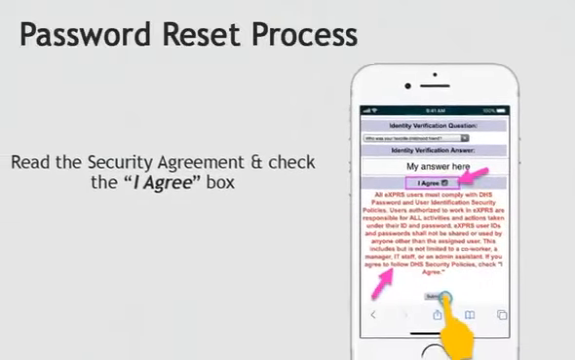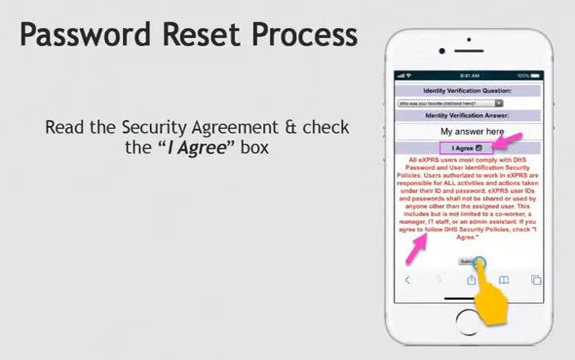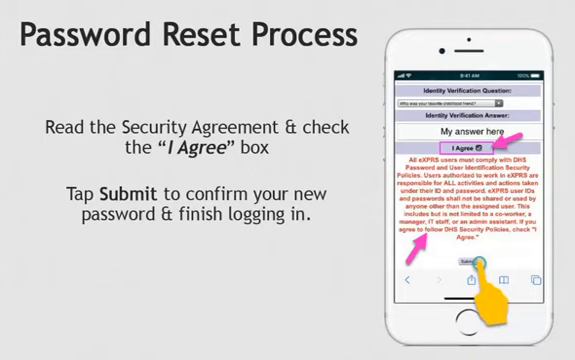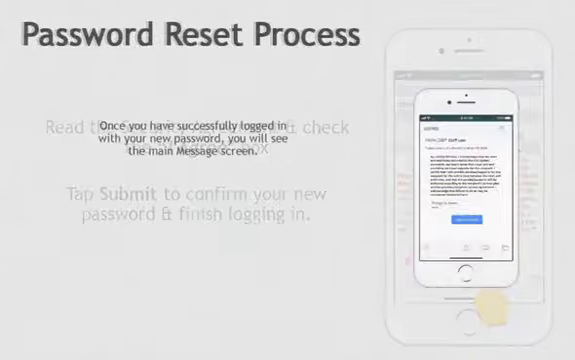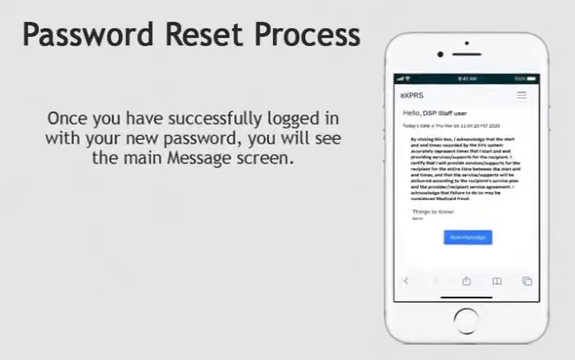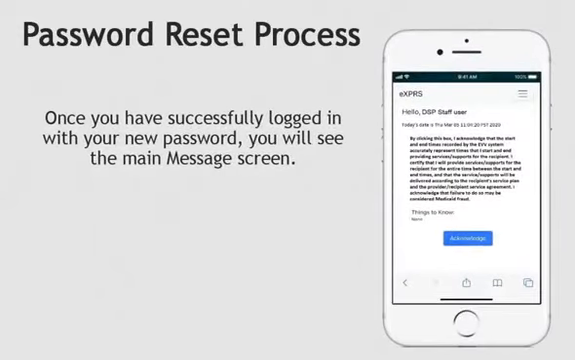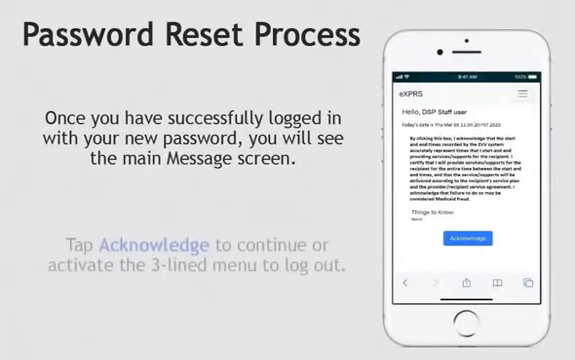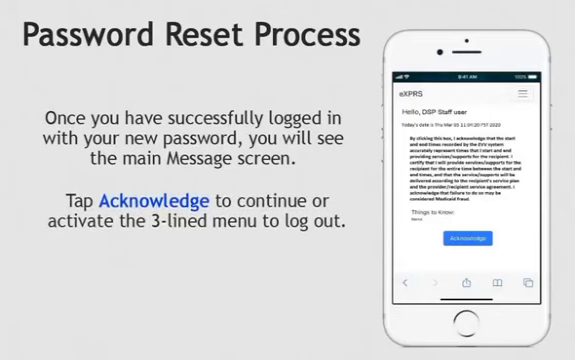Next, read the security message and check I agree. Tap on Submit to confirm your new password and finish logging in. Once you've successfully logged in with your new password, you'll see the message screen. Tap Acknowledge to continue, or use the 3-line menu icon in the top right corner to activate the menu and log out.